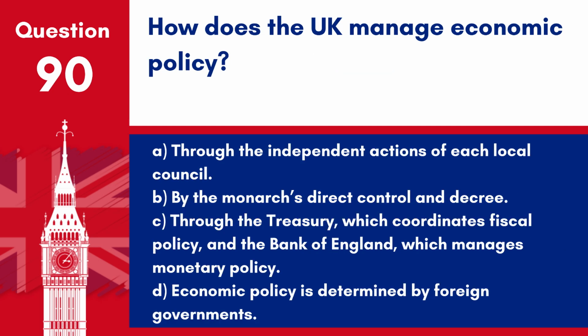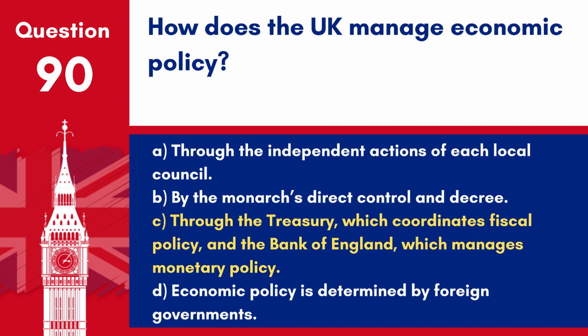Question 90. How does the UK manage economic policy? A. Through the independent actions of each local council. B. By the monarch's direct control and decree. C. Through the Treasury, which coordinates fiscal policy, and the Bank of England, which manages monetary policy. D. Economic policy is determined by foreign governments.